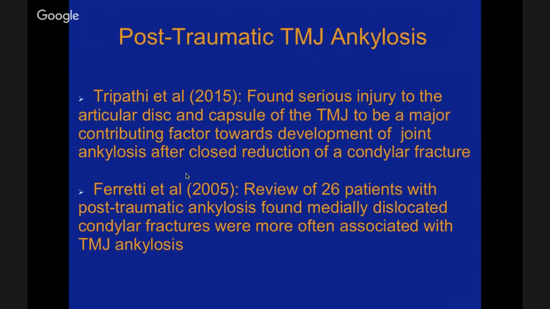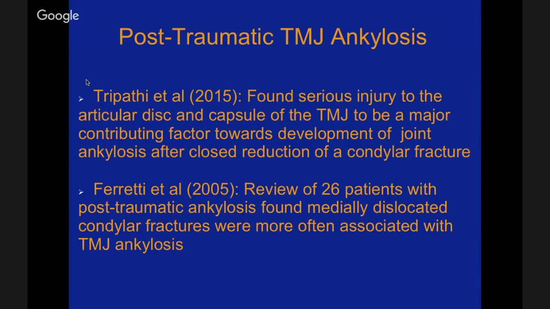So, two studies looking at post-traumatic TMJ ankylosis. It's common following fractures of the mandibular condyle, but the pathogenesis is still poorly understood. There were two studies that looked at potential pathogenesis factors. The first study found that scars and injury to the articular disc and capsule of the TMJ were a major contributing factor in the development of joint ankylosis after closed reduction of condylar fractures. Closed reduction of condylar fractures is the most common way to manage these fractures.